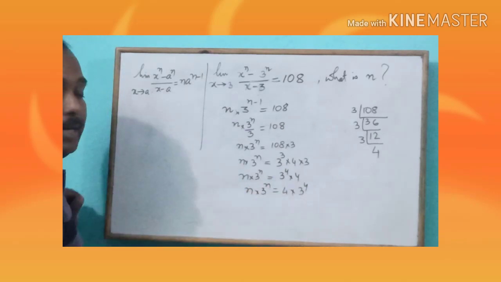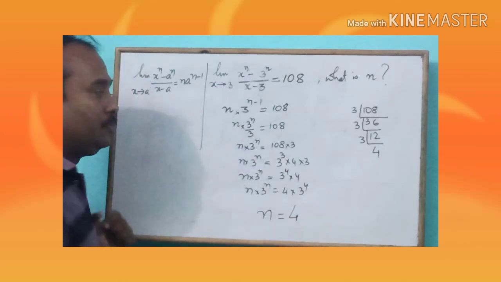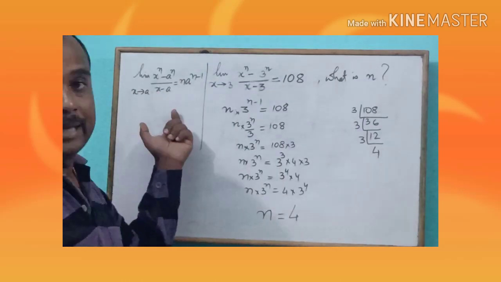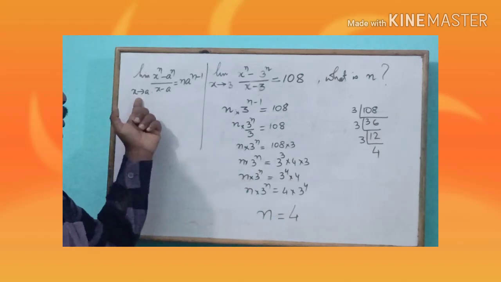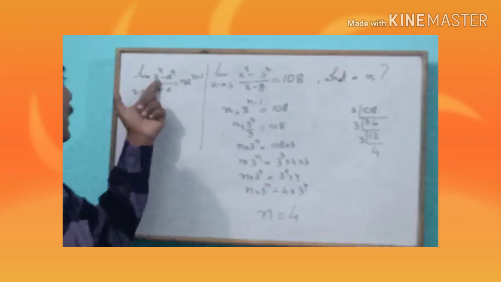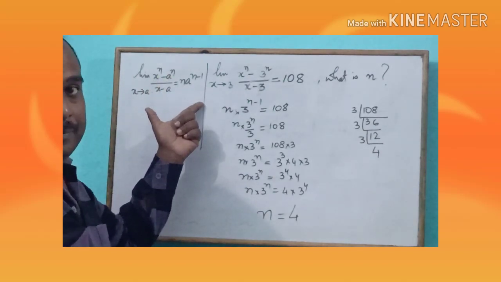Now comparing both sides, we see that n is 4, so this is the answer. So this has been done by the standard limit, or one of the theorems: limit x tends to a, x to the power n minus a to the power n by x minus a is n a to the power n minus 1.